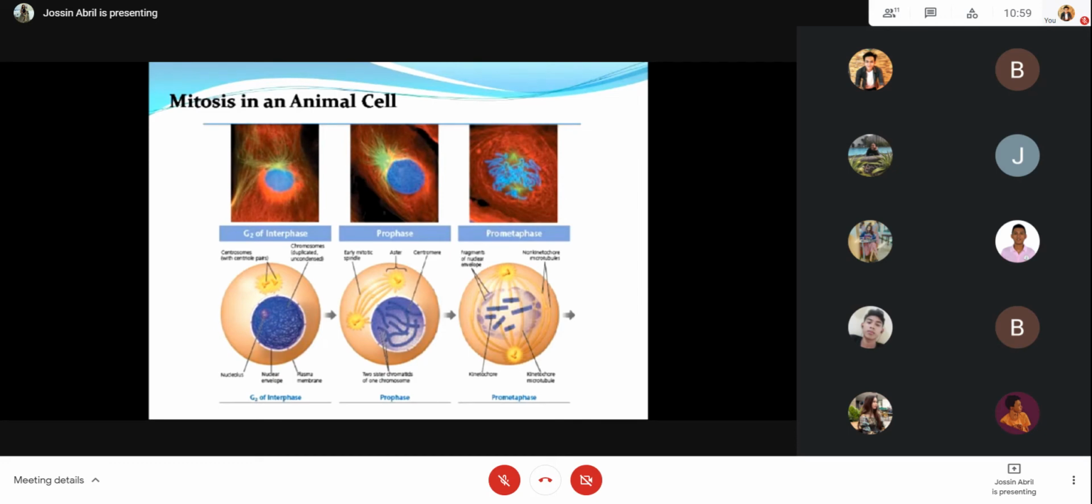While the kinetochore microtubules are the microtubules where the kinetochore of each chromosome in the cell is attached.